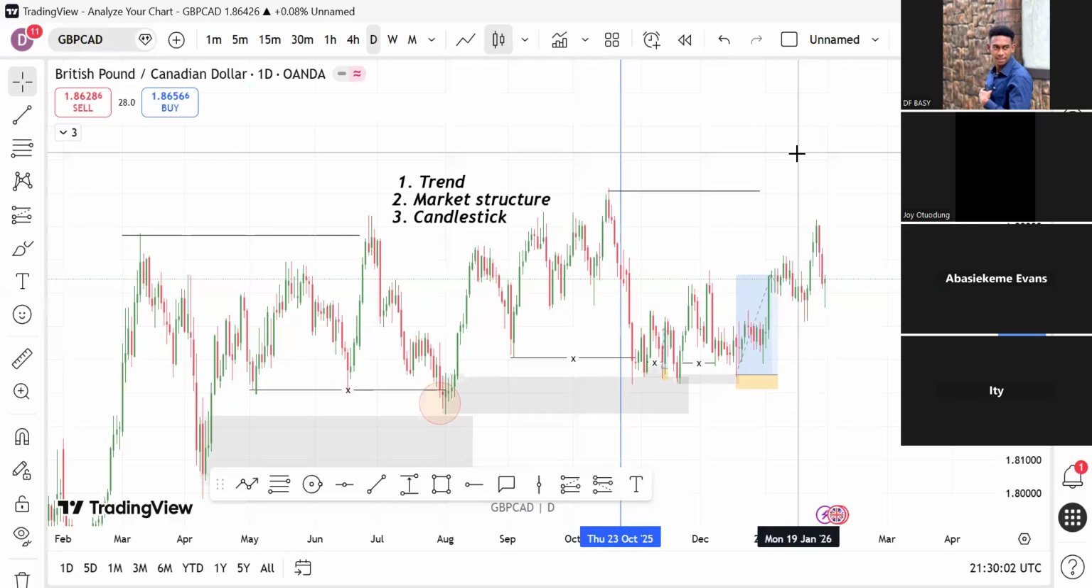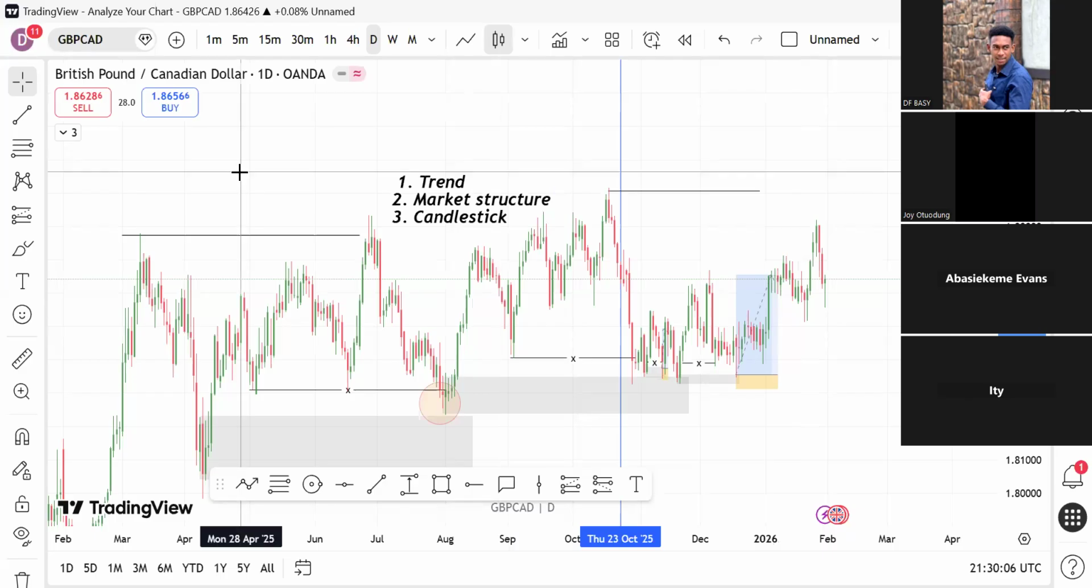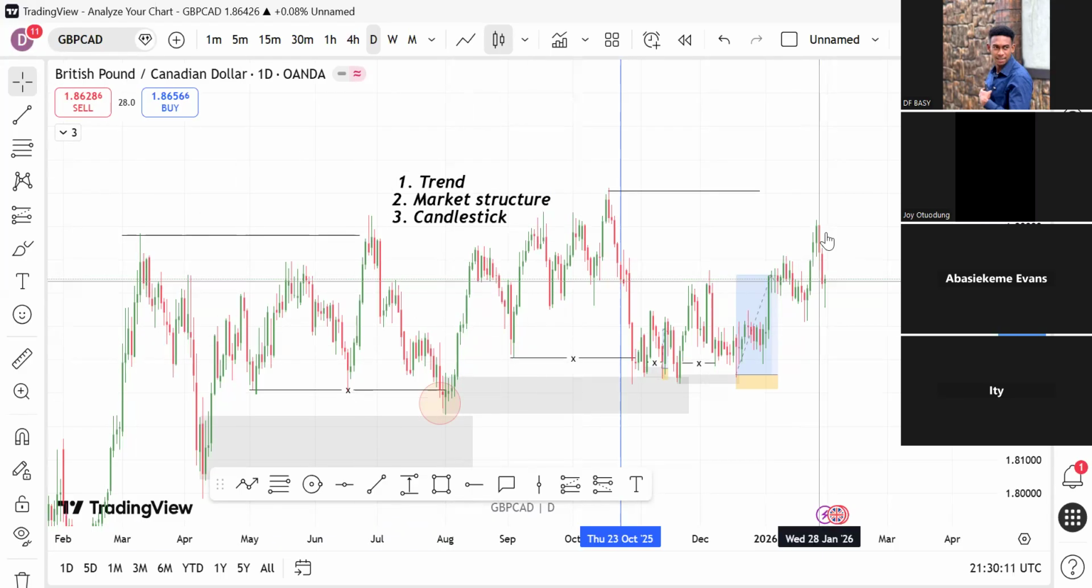So today we're talking about market structure, trend, and candlestick. First off, before I go further, let me walk you through your TradingView. I told you guys to download TradingView. This is the web version of TradingView, right?